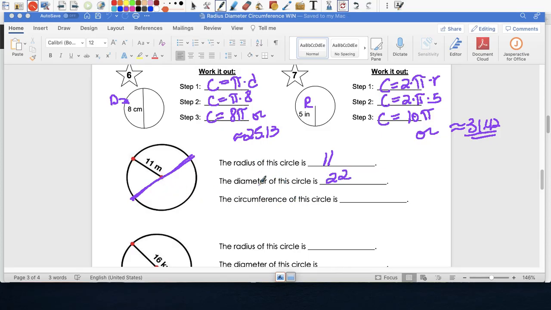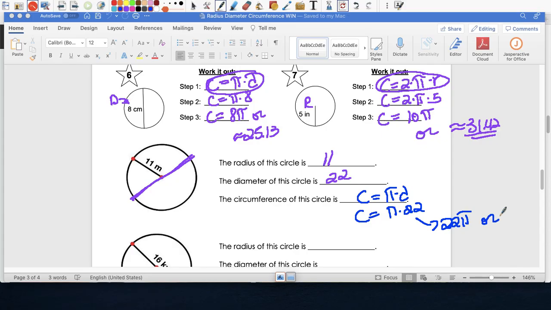Circumference. Well, you have the diameter or the radius. Would you want to use this formula, or do you want to use this formula? Which one would you rather use? Well, I'd rather use C equals pi times d. C equals pi times the diameter, which in this case is 22. Let's clean that up. So answer number 1, the circumference of that circle is 22 pi, or 22 times pi, which is 69.12.